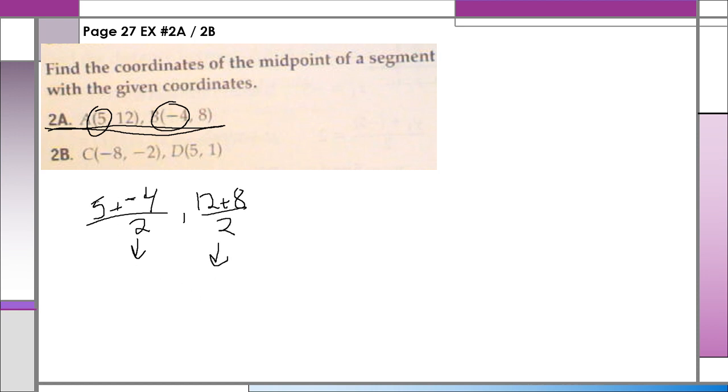So 5 plus negative 4, that's going to be a positive 1. Divided by 2 is going to be 0.5. And 12 plus 8 is 20. Divided by 2 is going to give me 10.